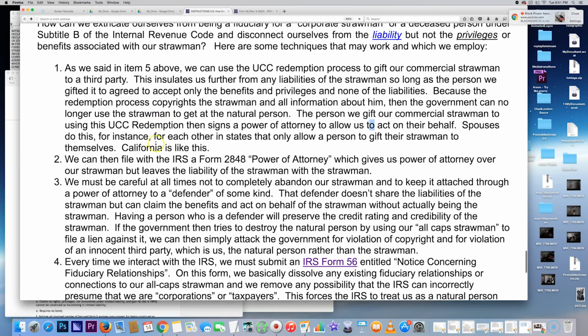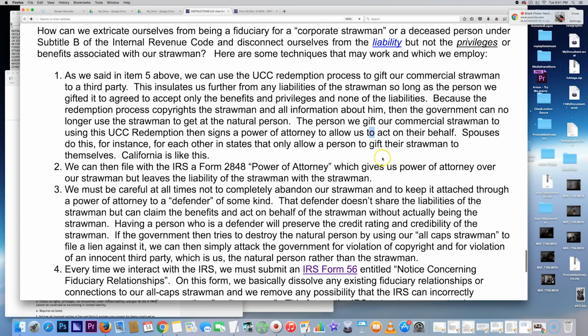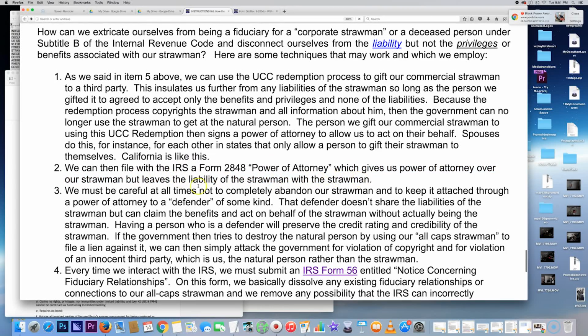Spouses do this, for instance, for each other in states that allow only a person to gift their straw man to themselves. California is like this. We can then file with the IRS a form 2848, which is a power of attorney affidavit. This power of attorney gives us power of attorney of our straw man, but leaves the liability of the straw man with the straw man.